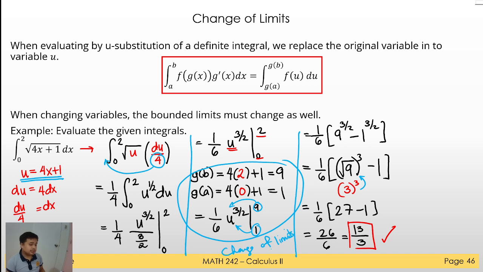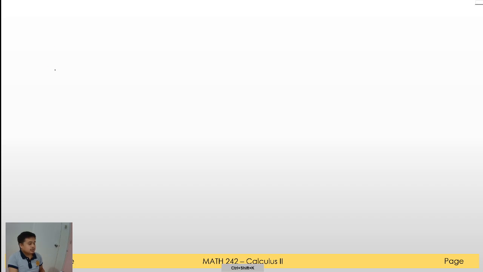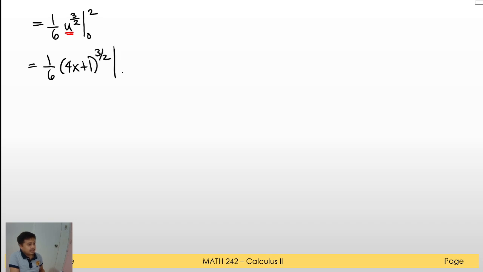But what if we do not know the change of limits? Would the answer still be the same? So going back to the evaluation of the definite integral from 0 to 2, instead of changing the limits, what if we just change this u into 4x plus 1 raised to 3 halves? At this point, we can substitute the 2 and the 0 here.